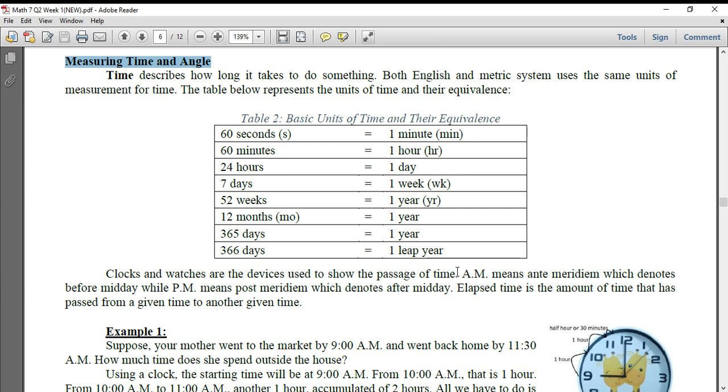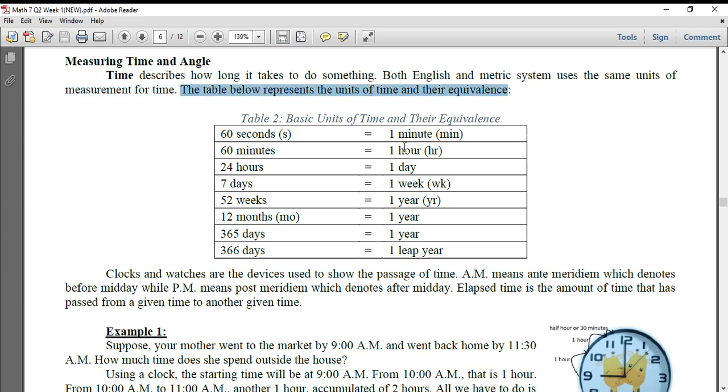Sa ngayon, ang pag-aralan naman natin ang karugtong dun sa huling video natin, ang tungkol dun sa measures of length, weight, and the volume. So this time, let's have the measuring time and angle. So sabi dito, time describes how long it takes to do something. Yes, so both in English and metric system uses the same units of measurement for time.